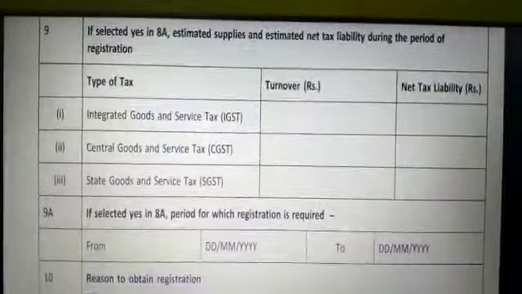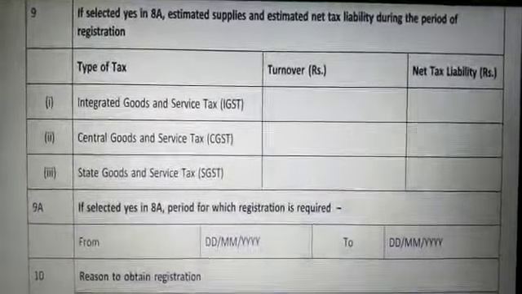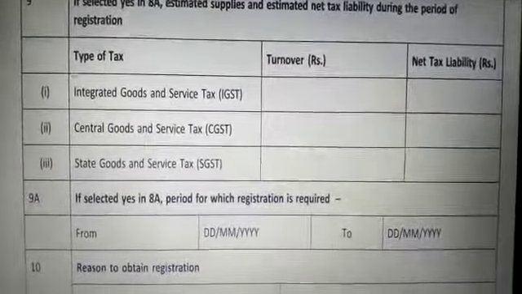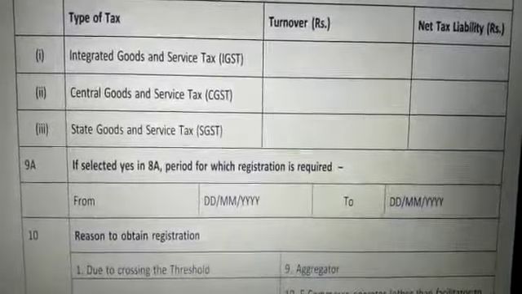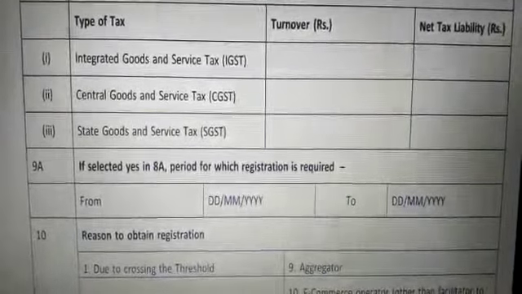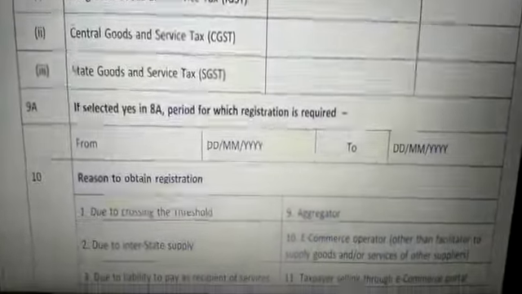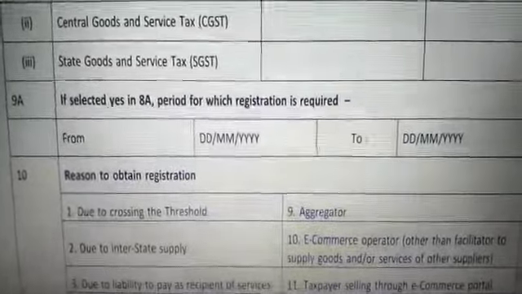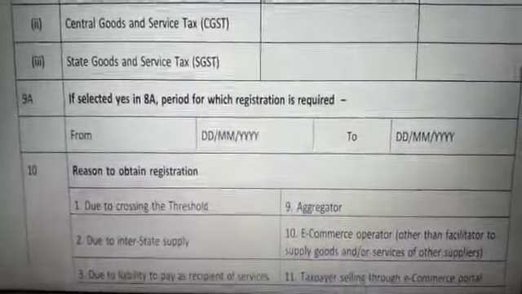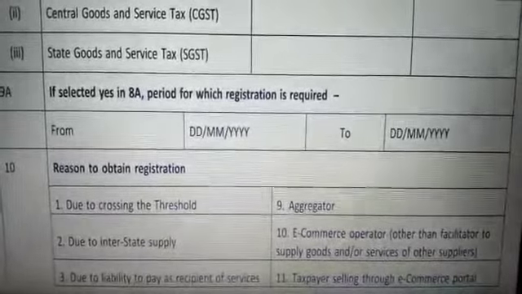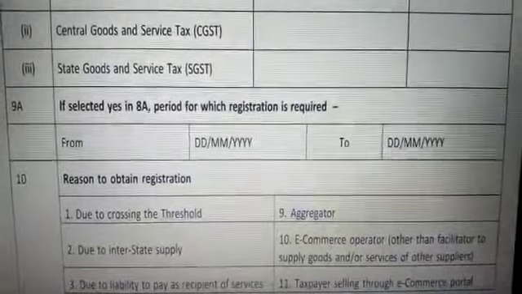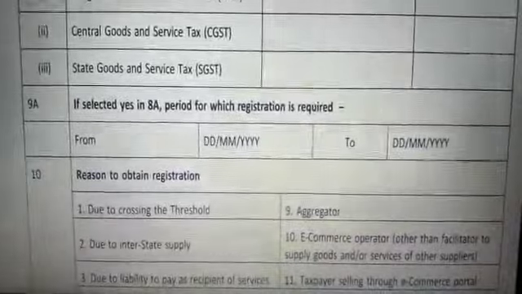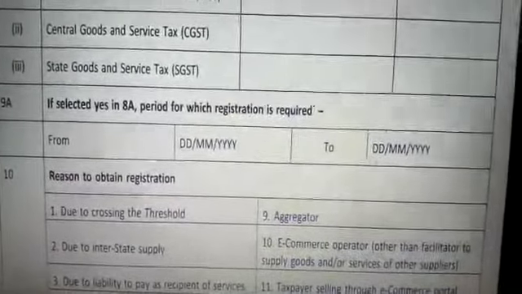Next, you mention which taxes are applicable. If you are interstate, IGST; otherwise CGST and SGST. If you are under temporary registration, you can mention the period. Then the reason to obtain registration. Generally, reasons are simple. One is crossing the threshold of 20 lakhs. Sometimes it may be change of ownership, sometimes the nature of business. If you have interstate supply or e-commerce, you essentially have to register. So what is the reason for registration? Okay, moving on.